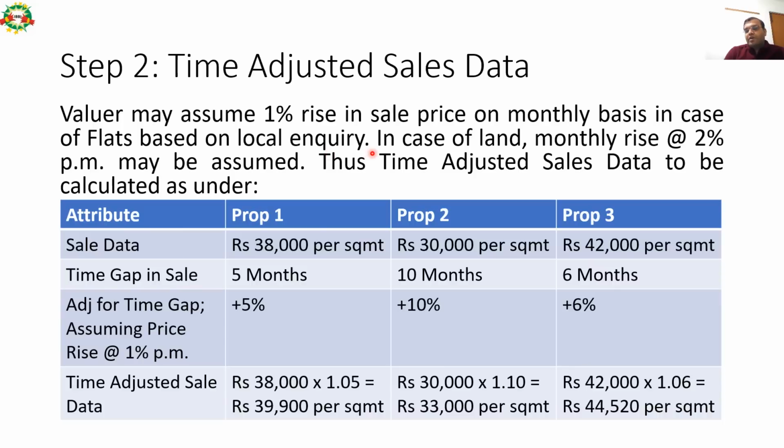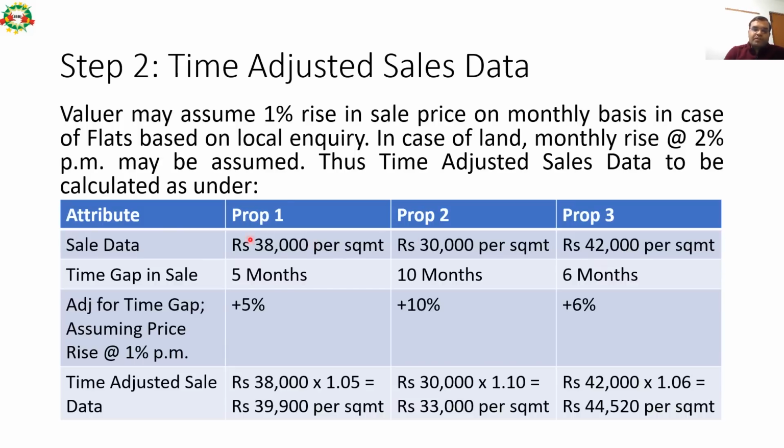In a practical scenario you can make certain assumptions based on local inquiry, and in case of land, a monthly rise of 2% per month may be assumed. Thus the time adjusted sale data is to be calculated as under. Property 1's rate was 38,000 rupees per square meter, property 2's rate was 30,000 rupees per square meter, and property 3 was 42,000 rupees per square meter.